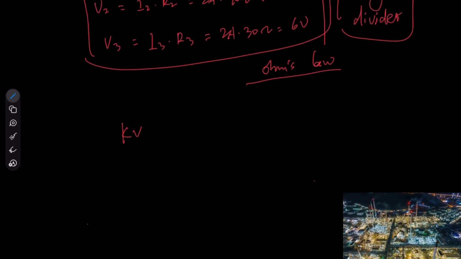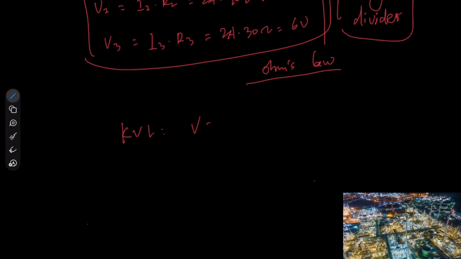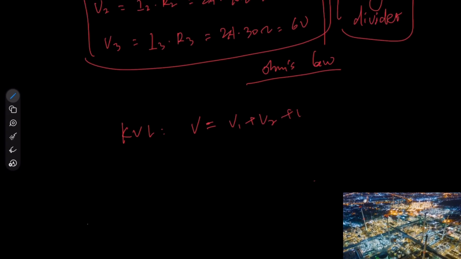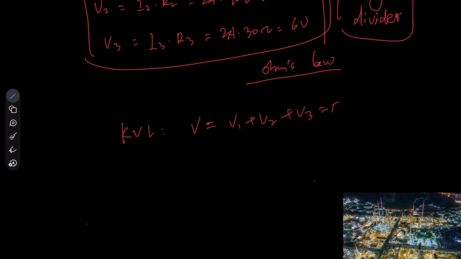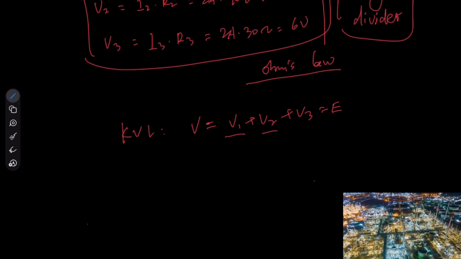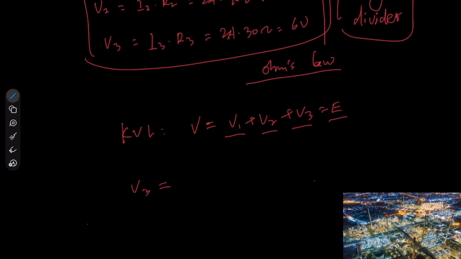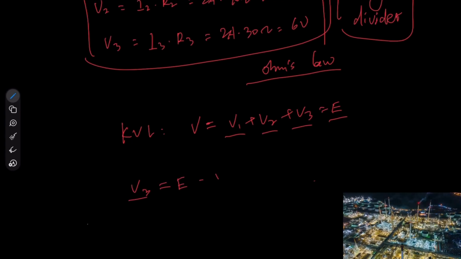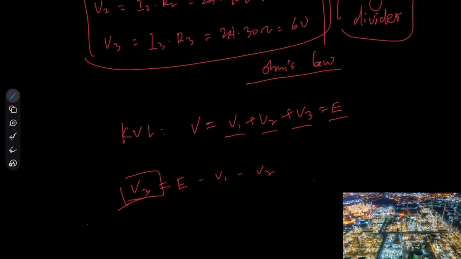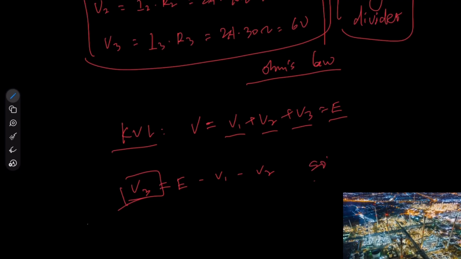So for KVL, basically it says in a complete circuit, the total voltage equals the sum of the voltage drops. Basically, it's V1 plus V2 plus V3 equals E. So if we have one unknown, we can use subtraction. Let's say V3 is unknown, we can use E minus V1 minus V2 in order to find V3. So that's how we use KVL to solve the electrical circuit.